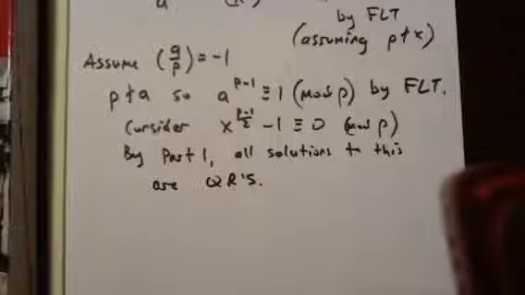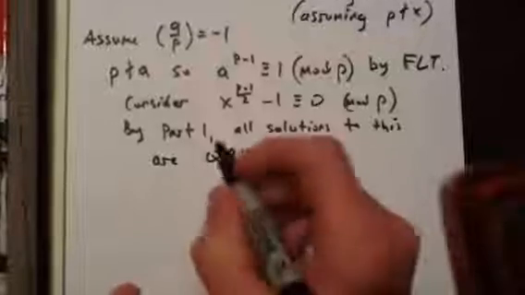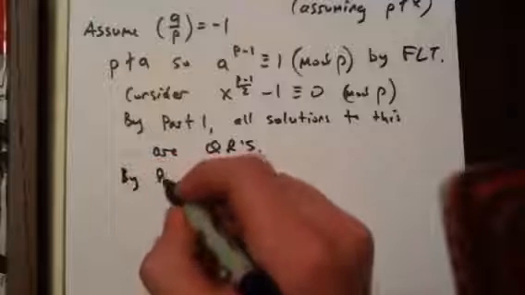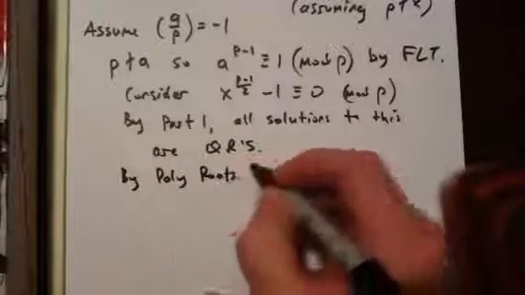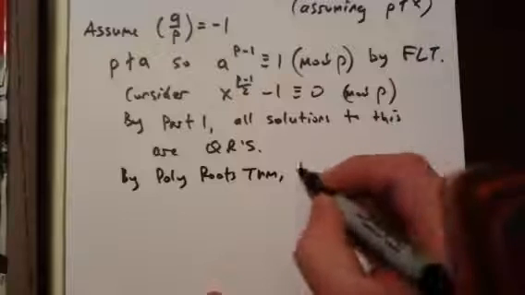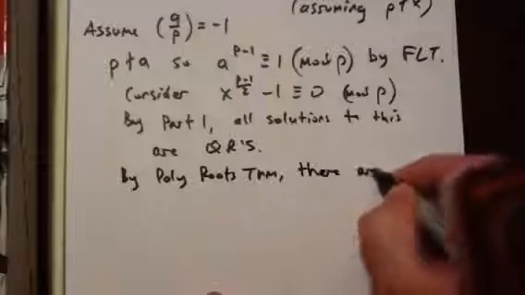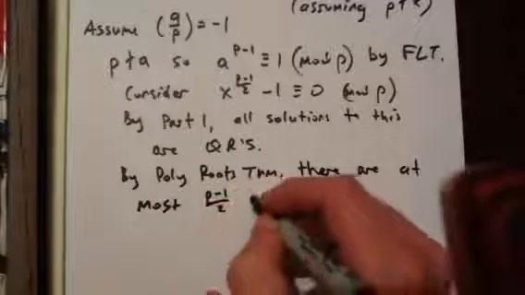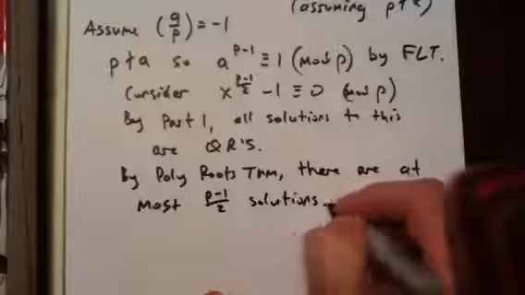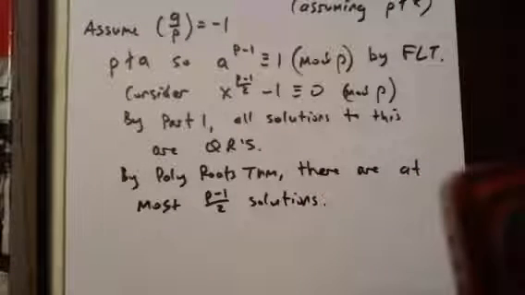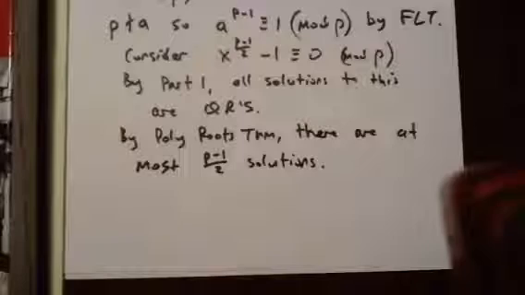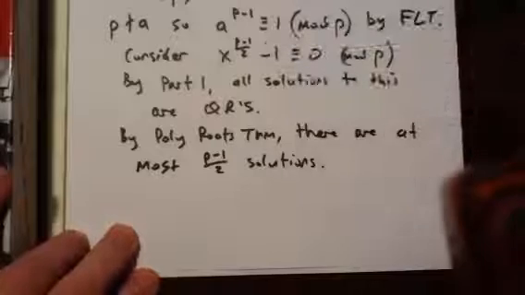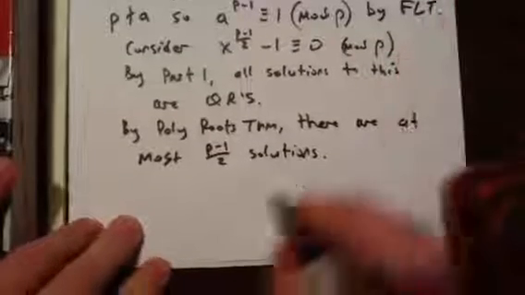Okay. And furthermore, we know from the polynomial roots theorem, which I'll just call the polyroots theorem, there are at most p minus 1 over 2 solutions to that equation. So we have that there are p minus 1 over 2 solutions, and all of those solutions are quadratic residues. Okay?